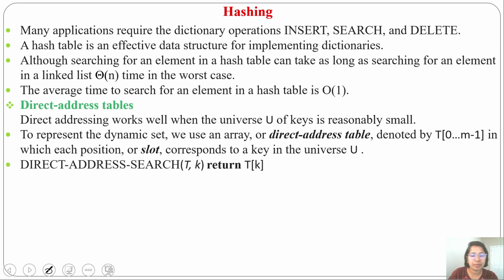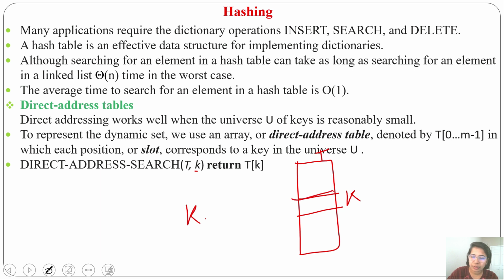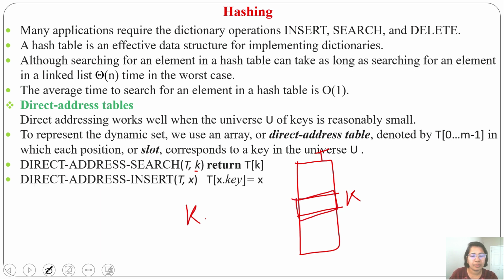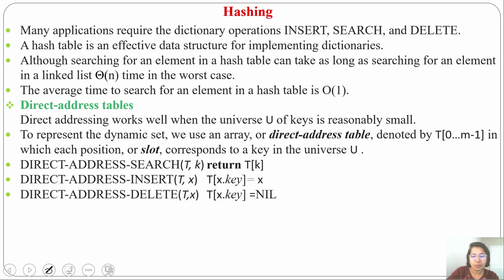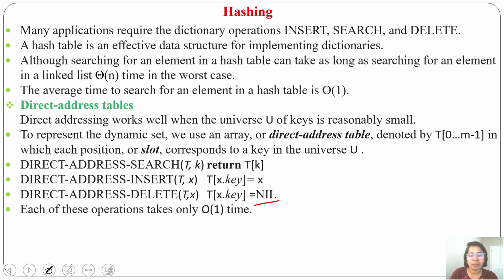In direct address table, if we are searching a key k, we will return T[k]. Suppose this is a table T and here some index is k, and we are searching a key k. Directly we will go to this k slot and we will find that key. Next, insert, we can directly insert key x. Like for inserting K4, directly we'll go to the 4th slot. Next, direct address delete, we can simply make it nil. So all operations will take running time order of 1, but it will work only for a small set of data. It cannot work for a large set of data.